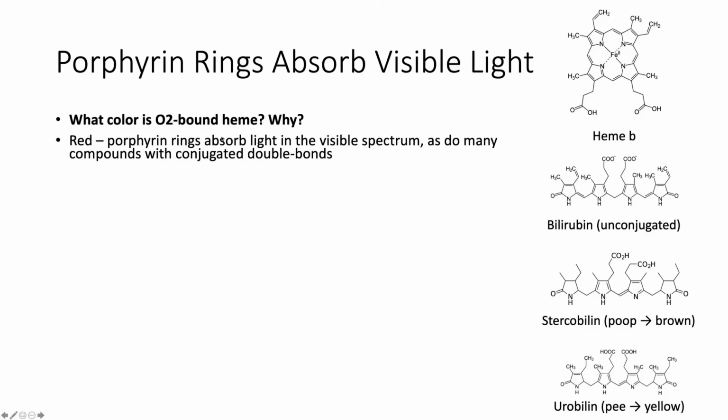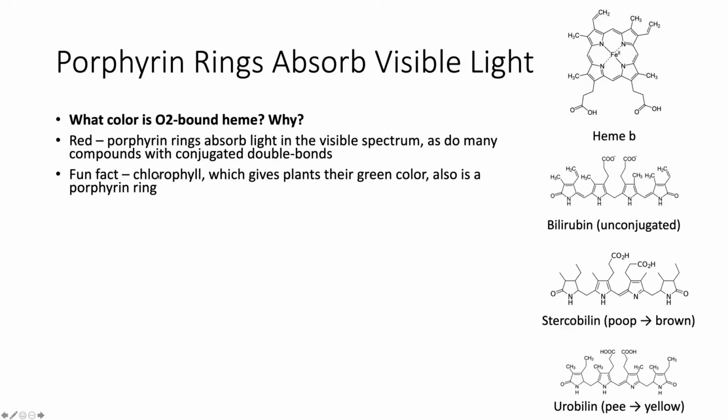So yeah, porphyrin rings absorb visible light, and so do basically many things with conjugated double bonds. Fun fact, chlorophyll, which gives plants their green color, is also a porphyrin ring, which makes sense because porphyrin rings have a lot of conjugated double bonds. The conjugated double bond structure basically allows it to absorb light in the visible spectrum, oftentimes. So most things like dyes have a lot of conjugated double bonds, just in general, if you're interested.